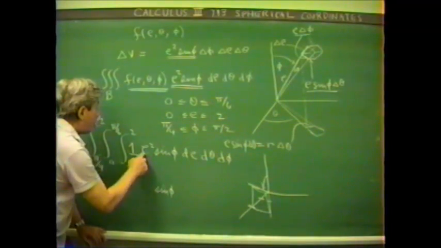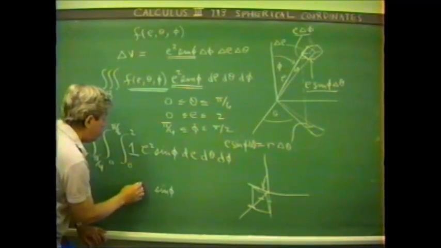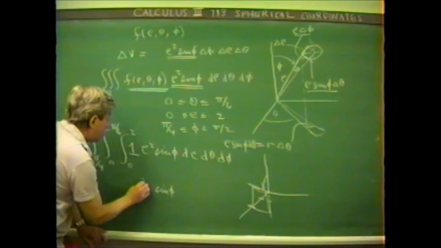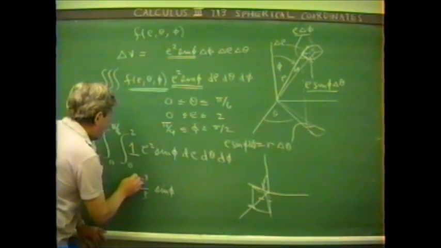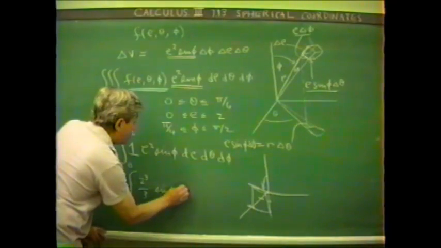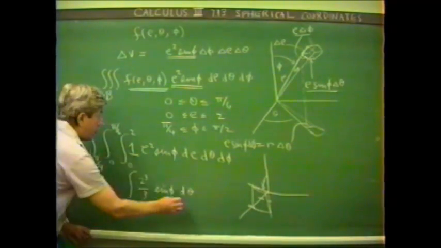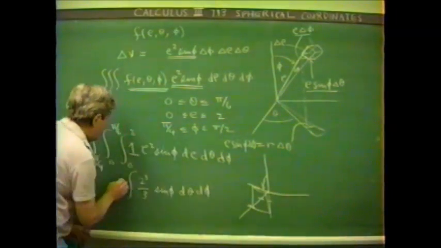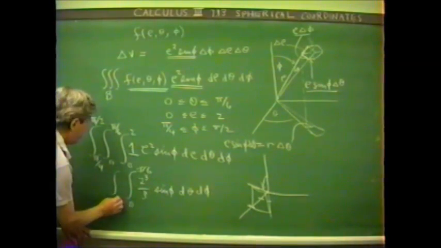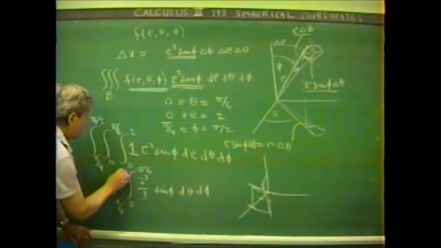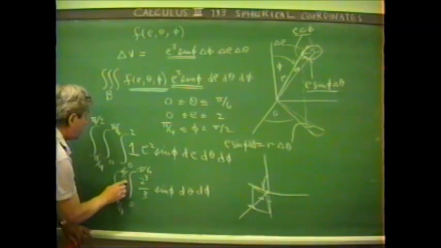We want to divide by rho cubed over 3 from 0 to 2, so we're going to get 2 cubed over 3 minus 0 cubed over 3. And now we want to integrate this with respect to theta, and then with respect to phi, from 0 to pi over 6, and from pi over 4 to pi over 2.